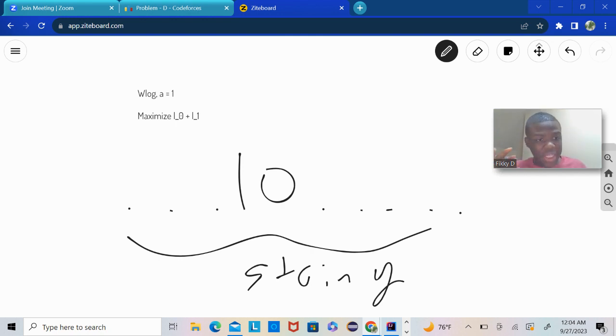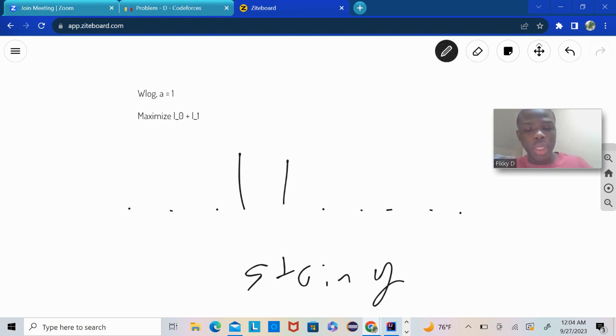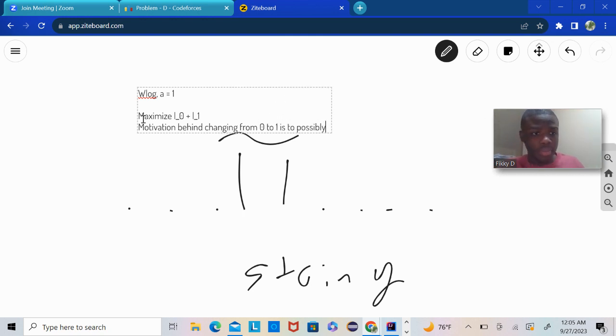So what happens when we change a bit? Why would we want to change a bit in the first place? Why would we want to flip a bit or invert it? If I flip this 1 to a 0, you might do that because you want to maximize L1. The motivation behind changing a bit from 1 to 0 or 0 to 1 is to possibly maximize the value of L1, and the same with L0.